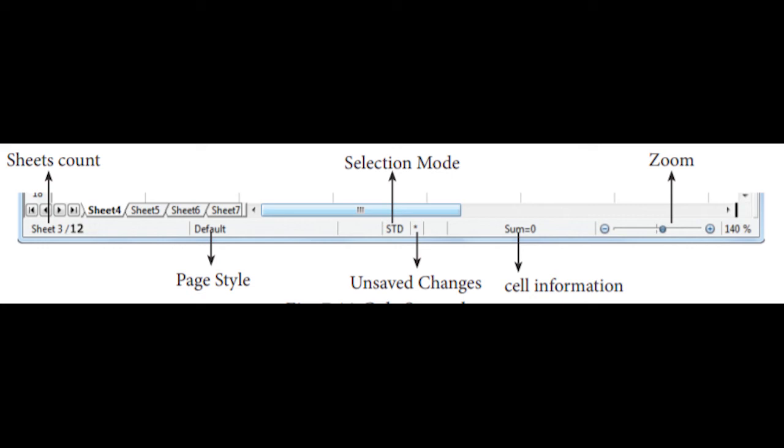Unsaved changes are indicated by an asterisk symbol. You would have used it for multiplication and all, we'll use this asterisk symbol, right? That symbol is the asterisk. This symbol indicates the changes made in the worksheet but not saved. It will show you the changes made in that particular worksheet, but not saved. If you have saved your changes, it will just disappear.